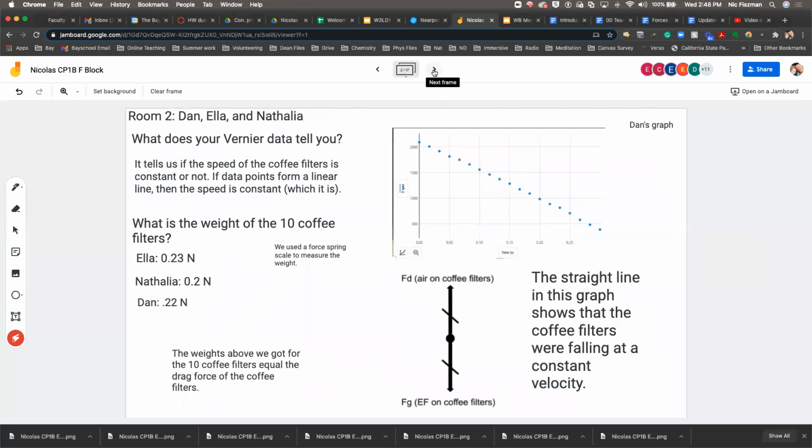Group number 2. So for the Vernier data, that tells us if the coffee filters are going at a constant speed or not. And then if on the graph it forms a linear line, then the speed is constant. Okay. How did you manage to get a line that straight? More importantly, so that means for the entire time, that was your data? For the entire time, it was super straight like that?